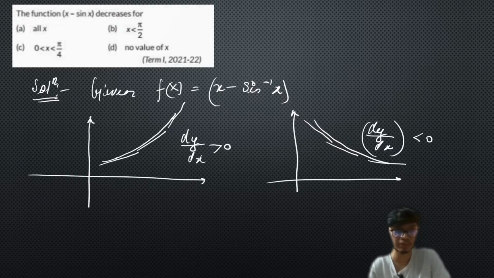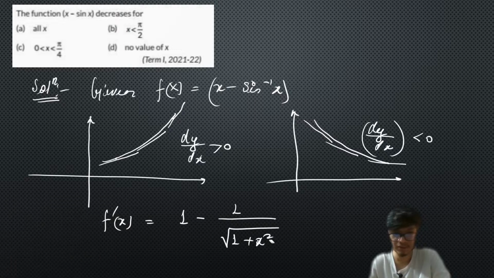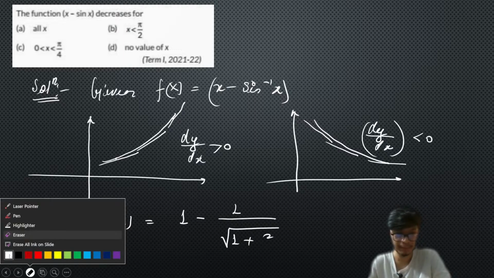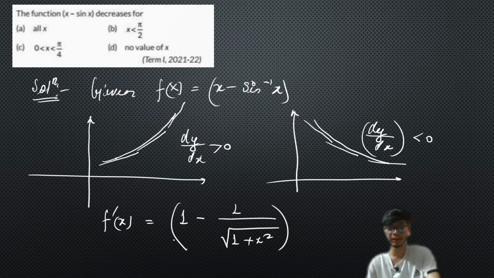Now in this particular problem, we have to find where it is decreasing. For a decreasing function, first of all, I will calculate the first derivative. The first derivative of the function is going to be 1 minus 1 upon square root of 1 plus x square. So this is what we have for f dash of x. Now we have to find the interval of x where it is negative.